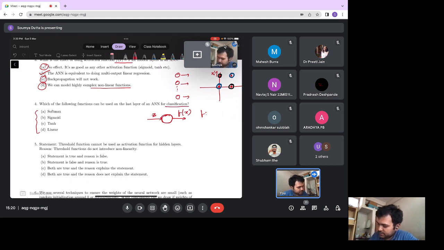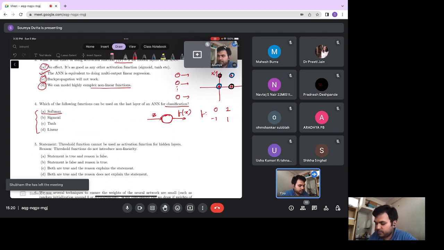So classification means your model needs to predict something between either 0 and 1, or minus 1 and 1, or something of that sort, right? And therefore softmax is correct, because softmax gives you a probability at the output, so that always lies between 0 and 1, and you can say that if the probability of something happening is greater than 0.5, then I will classify it as 1. If the probability is less than 0.5, I will classify it as 0. So softmax is definitely a correct option.